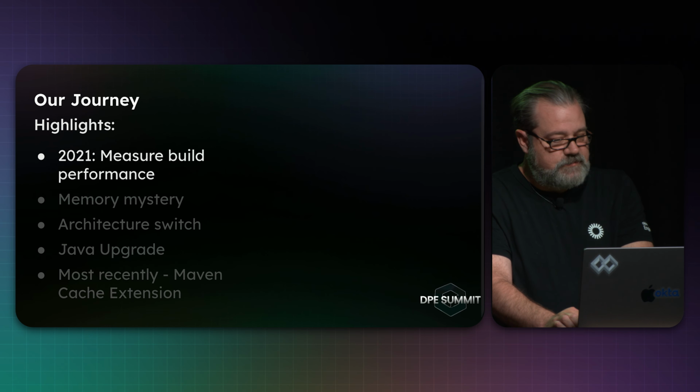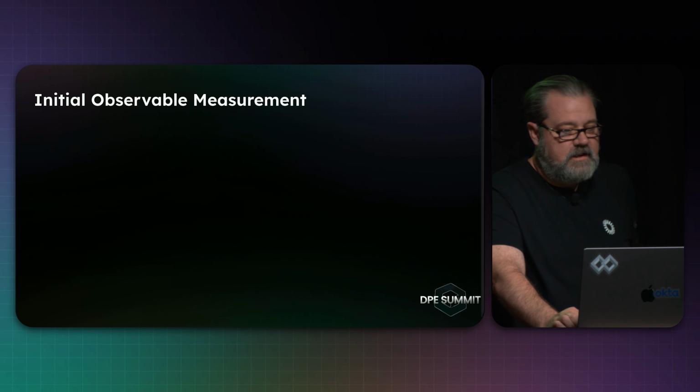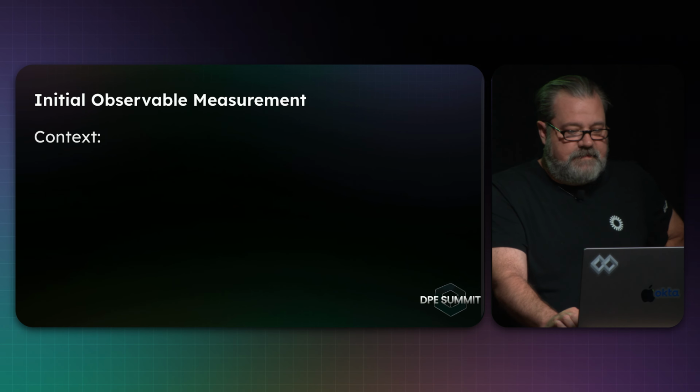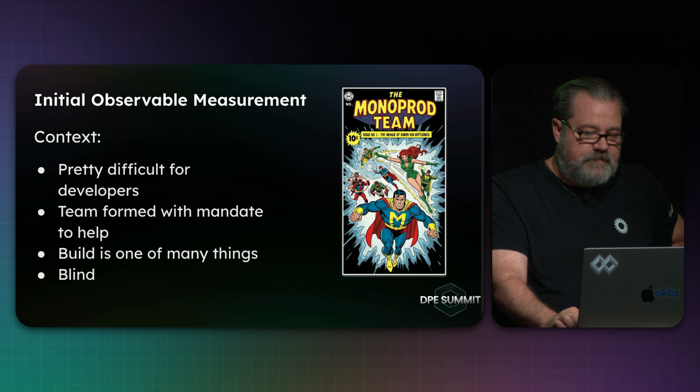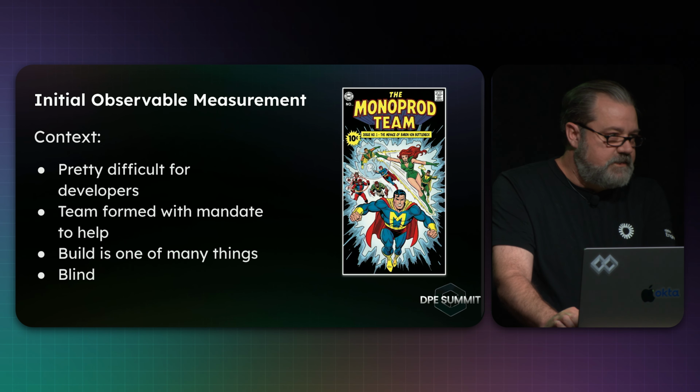We'll start with one of the first things we did at the genesis of our team. In 2020, there was a general understanding that it was getting pretty difficult for developers to work in our largest code base. So we started an initiative to try to address this, and that's when the monolith productivity team was created. We're a modest team. We're not, as he said earlier, Meta, but it was a focused team on helping developers work in this code base. We had lots of things to improve, but for this talk, we're focusing on build times.